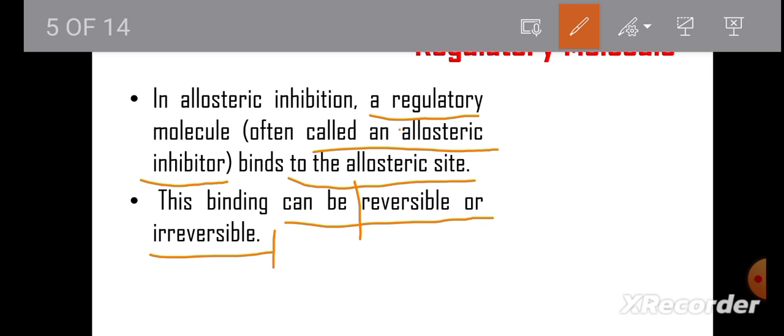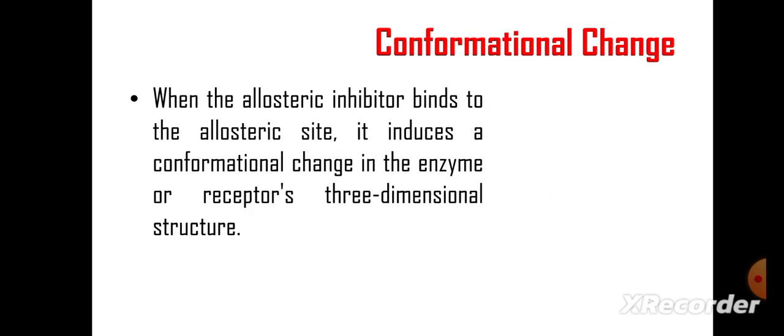What is allosteric inhibition? Allosteric inhibition is a regulatory mechanism in both biology as well as biochemistry. It regulates so many metabolic processes. And the binding of this regulatory molecule with the enzyme is reversible or irreversible. Okay, we'll move on to the next slide.